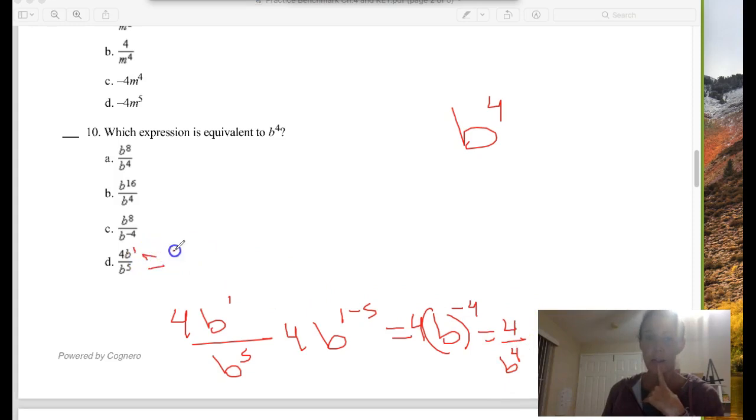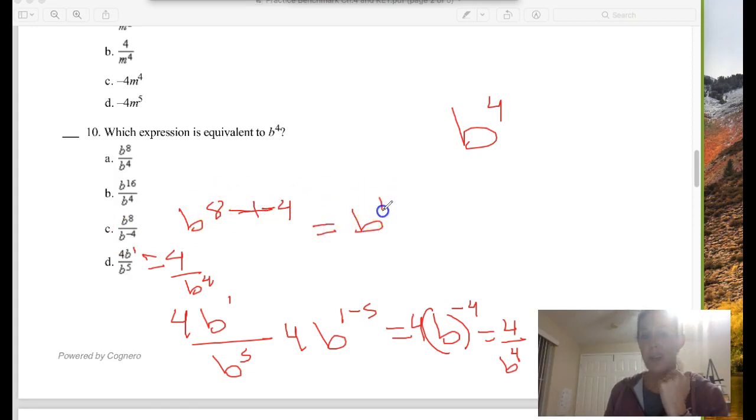That's what I get here. 4 over b to the 4th. That is not b to the 4th. Nope. How about this one? Same base, subtract exponents. So it's going to be b to the 8 minus, it's a negative exponent, so it's a double negative here. Double negatives turn to positives. So I'm going to get b to the 12th.